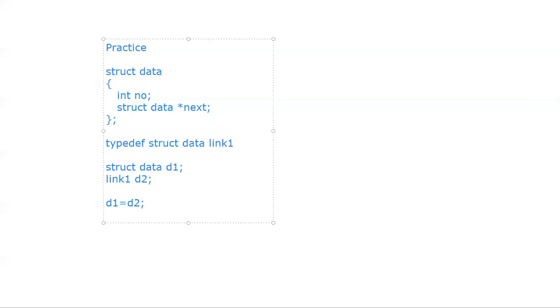If it will give error, then why? And if it won't give error, then how your compiler will match D1 expression with D2 expression. This you need to practice. And if there is any problem, we'll discuss it later on, right?